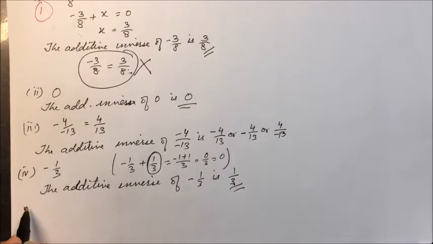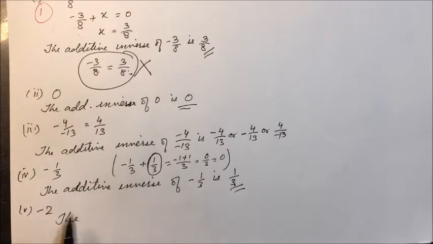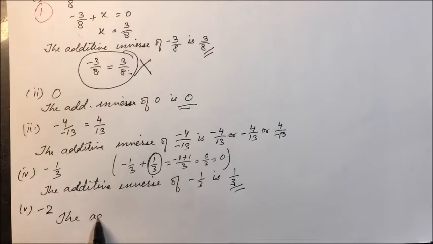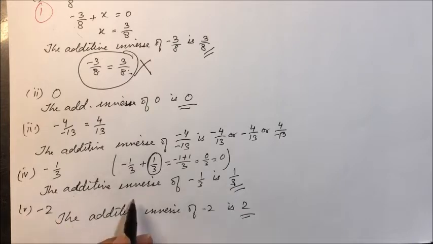Now fifth one, minus 2. So minus 2, the additive inverse, what should be added to this so that the result is 0? 2. The additive inverse of minus 2 is 2. So if we add 2 to minus 2, we will get 0 as the result. That is the additive identity we are getting. 0 is the additive identity, and so the additive inverse of minus 2 is 2.